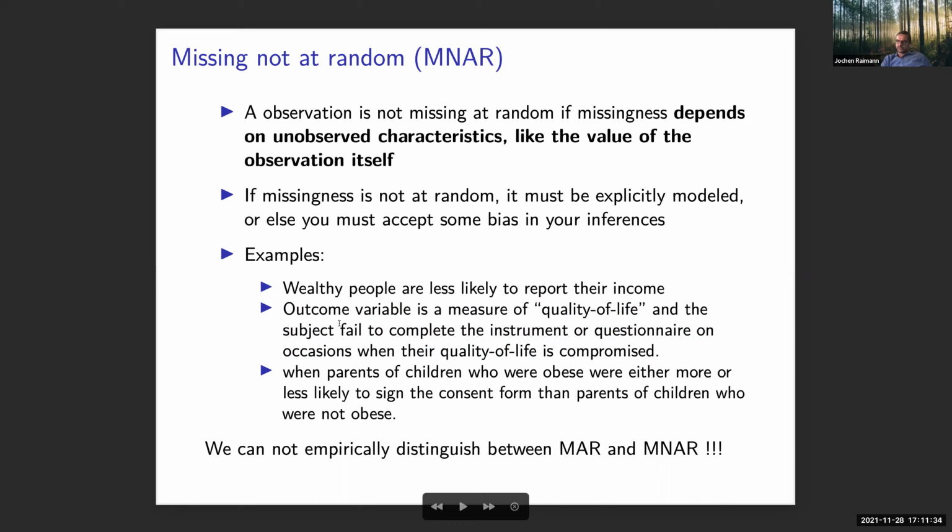So these are examples which essentially are not at random, where basically the value of your outcome variable essentially is informing or is leading to missing values. So that would be considered not at random. If it's not at random, it must be explicitly modeled, or else you must accept the bias and influences. And that is tricky, obviously, as you can see.